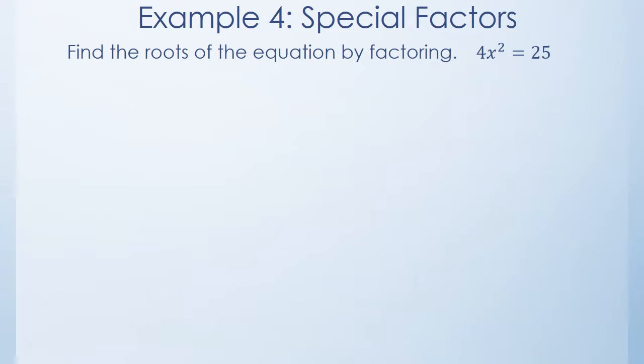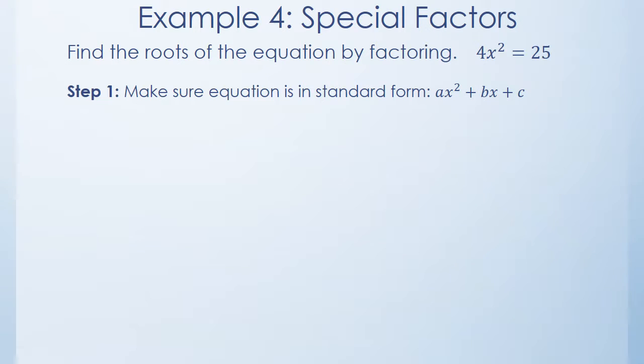So our first example for today is special factors. Find the roots of the equation by factoring 4x squared equals 25. First step, make sure the equation is in standard form. In order to do that, I have to subtract 25 from both sides. So I get 4x squared minus 25 equals 0.